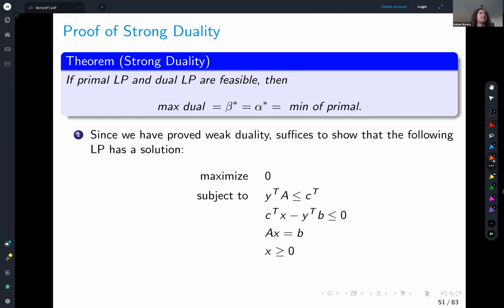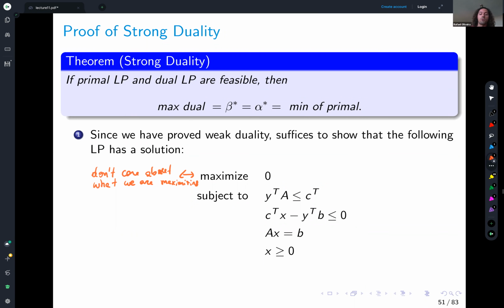We're going to maximize 0. And when we say maximize 0, it's just because we don't care what we're maximizing. And when we don't care about what we're maximizing, this is usually what is called a feasibility linear program. We just want to check if the linear program is feasible or not.